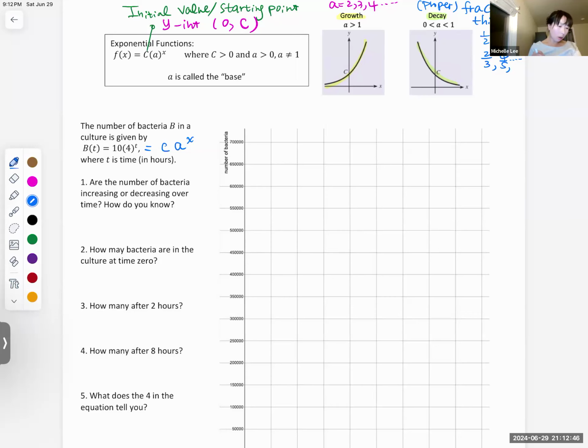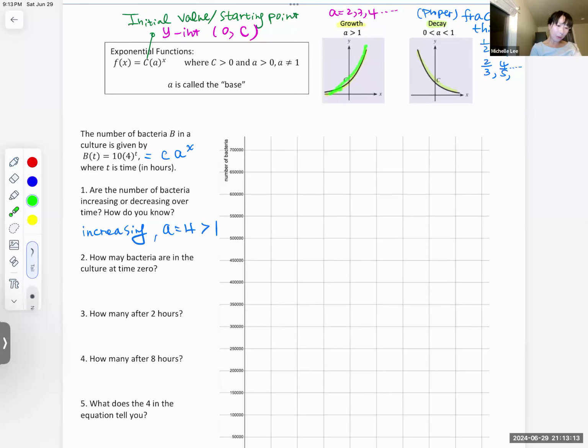Number 1: are the number of bacteria increasing or decreasing over time? How do you know? So what do you think? It's increasing, right? How do you know? Because A is equal to 4, which is greater than 1, right? They say that this form is increasing, which is growth, when A is greater than 1.